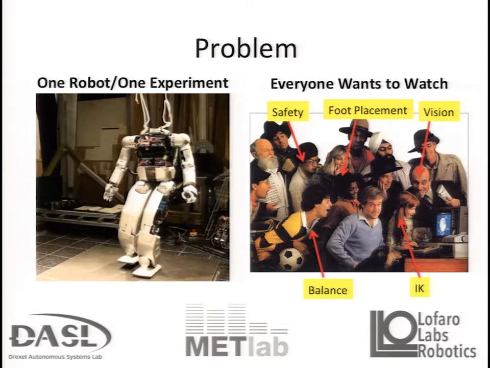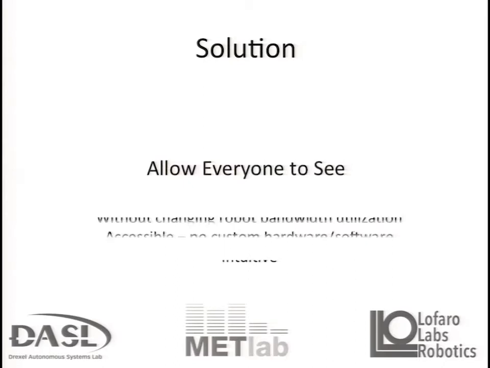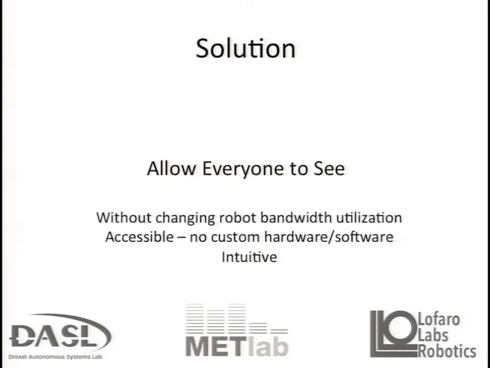So what's the solution to this? Well, we simply allow everyone to see. But in doing this, we have to make sure that it does not affect the robot's bandwidth utilization. It has to be very accessible, so that means no custom hardware or software required, so everyone would be able to use it. And it also has to be intuitive.